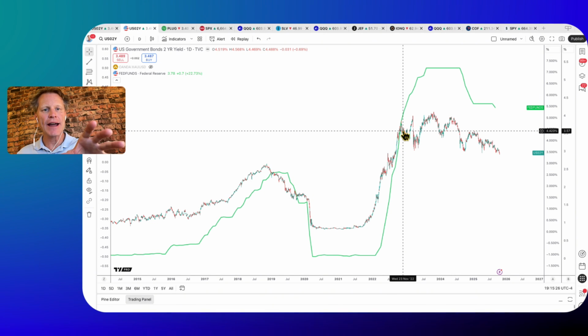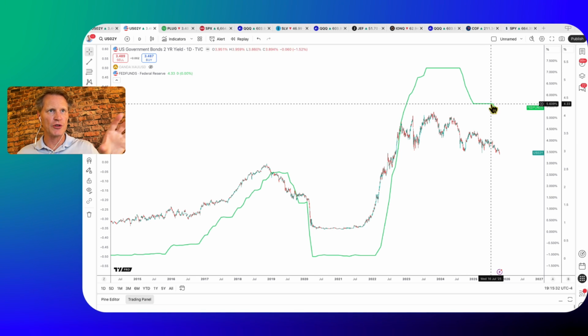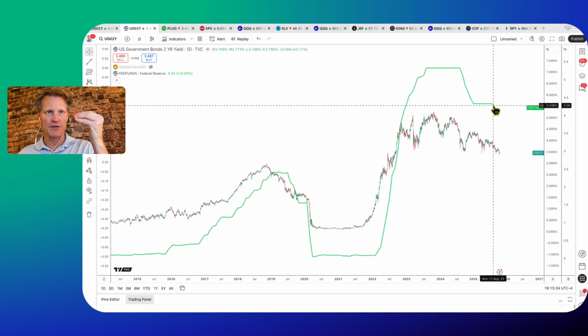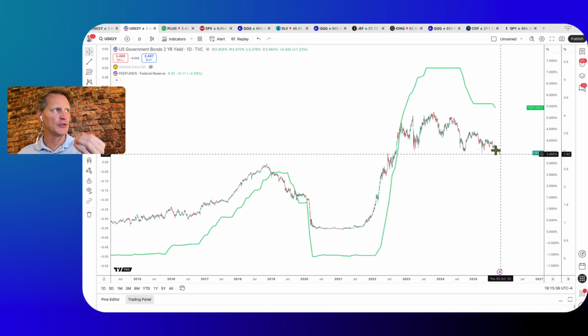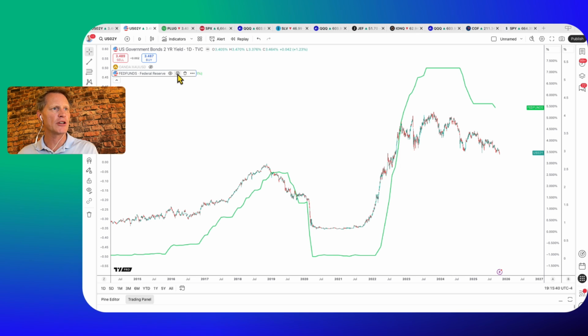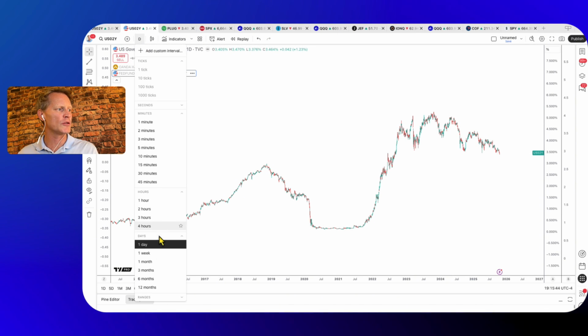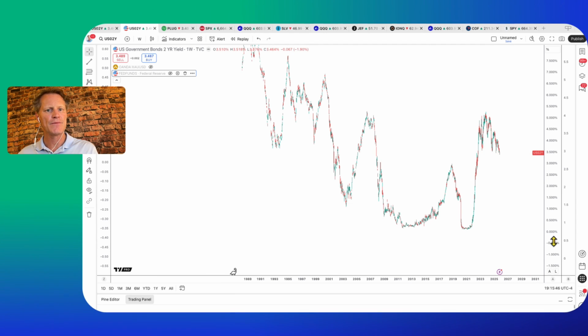The green line here represents the Fed funds rate, the very short end of that yield curve I just showed. You can see it's trading above the 2-year yield. I'm going to get rid of this green line so you can see better what I'm trying to share with you. Now, let me turn this into a much longer-term chart, a weekly chart.